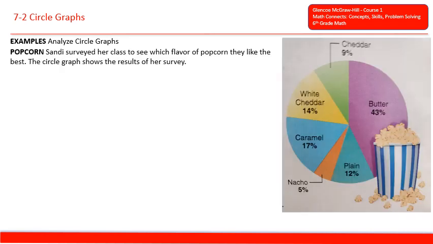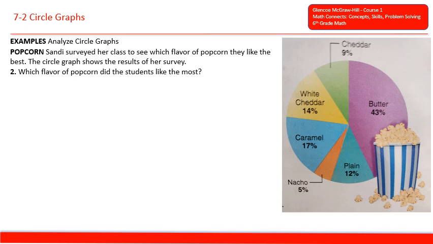Examples: analyze circle graphs. Popcorn. Sandy surveyed her class to see which flavor of popcorn they like the best. The circle graph shows the results of her survey. So this is going to be mostly what your homework is analyzing graphs. I'm not going to have you create any. So just make sure you understand this. If you understand this, you can understand how to make them.